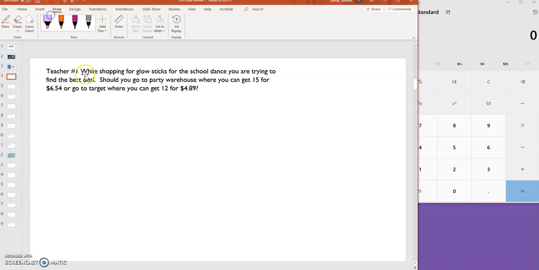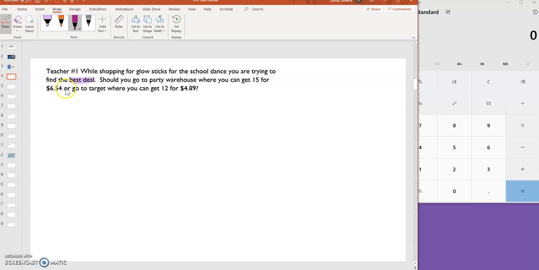Okay, I want to highlight that phrase so we understand why I'm about to do the calculation I'm going to do. We're trying to decide, should I go to Party Warehouse, where you can get 15 for $6.54, or go to Target, where you can get 12 for $4.89. Because I'm looking for the best deal, I need to prove that mathematically.